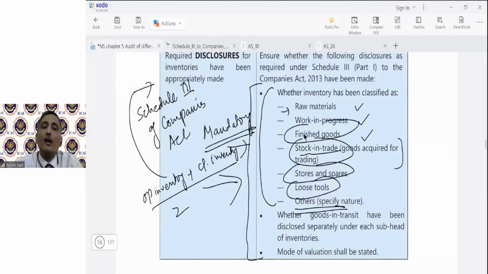Therefore, this ratio takes an average metric, that is opening stock plus closing stock divided by 2, to average out the figures, so that it is a better indicator. Yes.